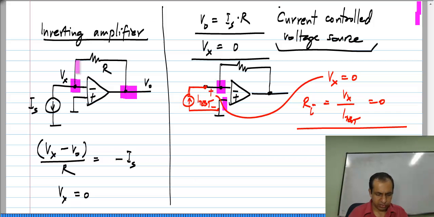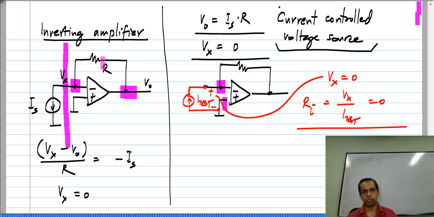So, the input of this circuit presents a short circuit to the source, whatever source is connected. Okay. So, it is truly a current controlled source. What I mean by that is, if the input resistance is 0, even if the current source is imperfect, the circuit will behave in exactly the same way. Okay.